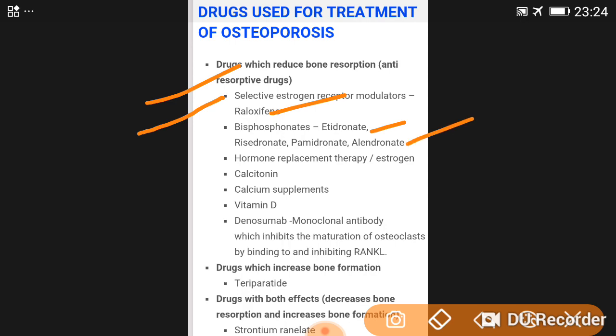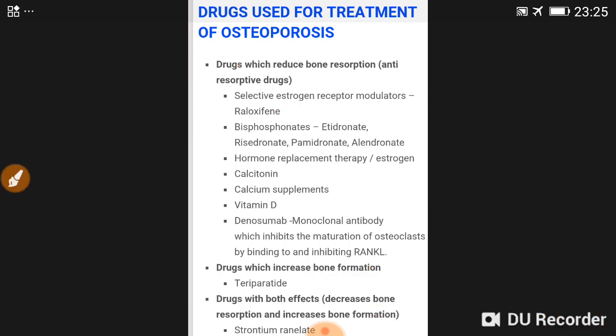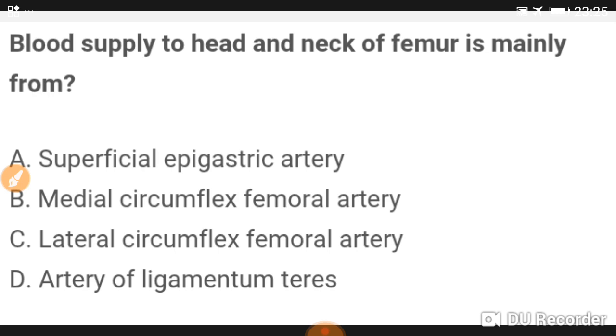Hormone replacement therapy, estrogen, calcitonin, calcium supplements, vitamin D, denosumab, a monoclonal antibody which inhibits the maturation of osteoclasts by binding and inhibiting RANKL. The drug which increases bone formation is teriparatide. The drug with both effects, decreasing bone resorption and increasing bone formation, is strontium ranelate. I hope it's clear for you.